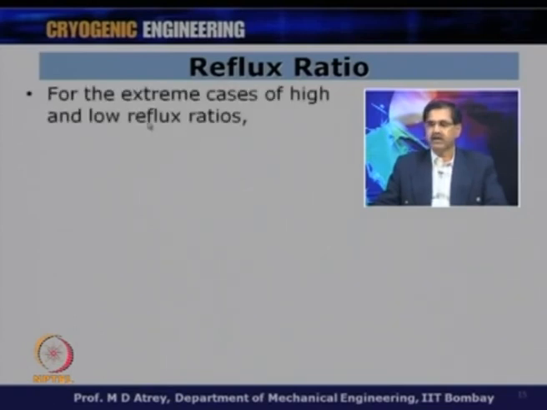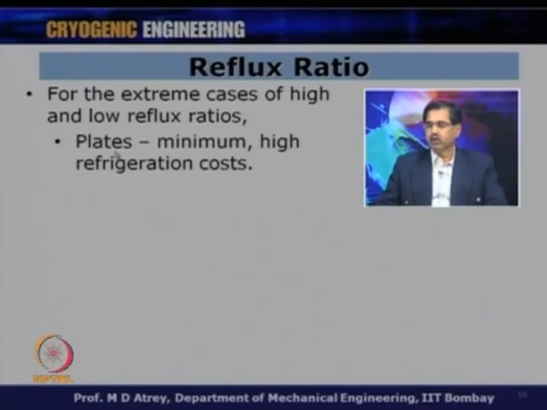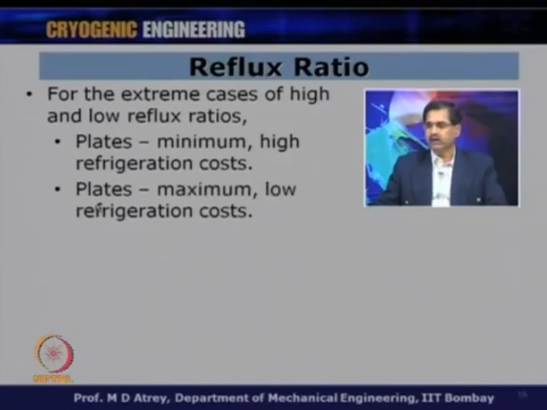For the extreme cases of high and low reflux ratio, we have minimum plates with high refrigeration cost in one, and the opposite in the other. If I take the IR value to be high, equal to 1, I will get the minimum number of plates, but it would involve a very high refrigeration cost. The plates will be maximum for low reflux ratio, when IR is quite less compared to 1, but the refrigeration cost will be minimum. So, these are two extreme cases. One happens when both lines intersect on the diagonal, and the other when both lines intersect on the equilibrium curve.